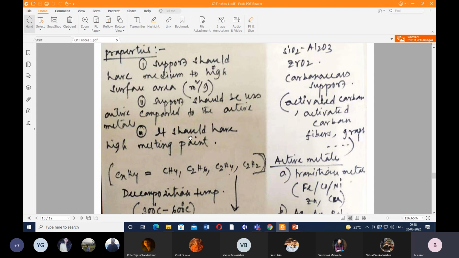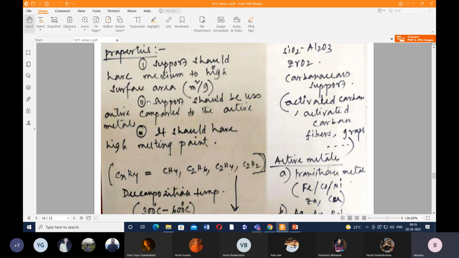First, the characteristic feature would be the support material should possess medium to high surface area. Why is it so? If the surface area is quite less, there will be less dispersion of the active metals, which we don't want in case of transition metal based catalyst. In order to improve the active metal loading on the surface of a catalyst, the support must possess medium to high surface area.